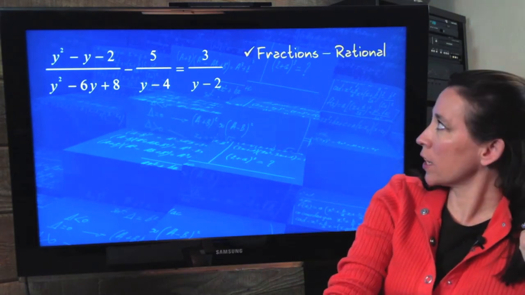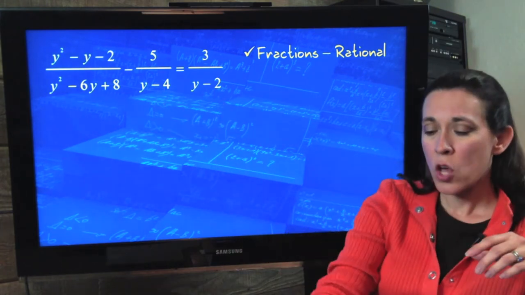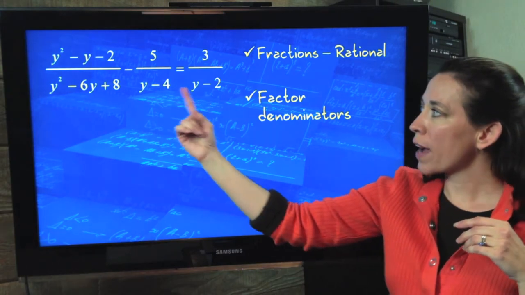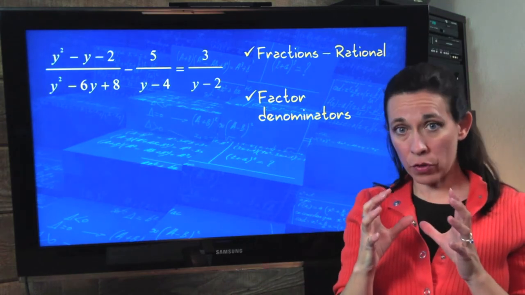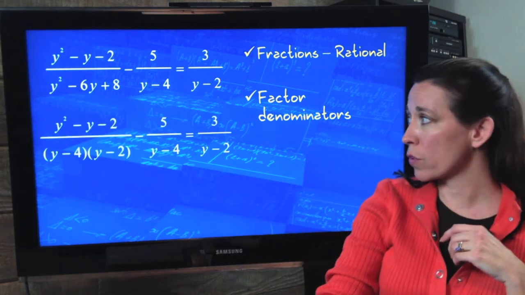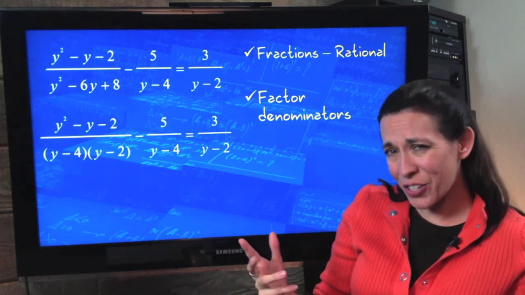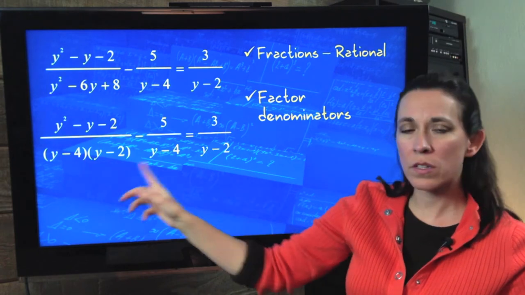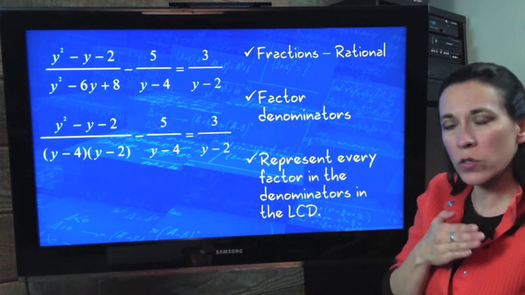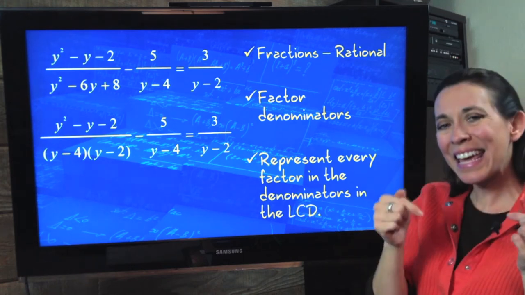This is definitely a rational equation. Why? We've got fractions, and you have some variables down here in the denominator. That's the bottom. So in order to find the LCD, we want to factor the denominators. Well, these last two fractions are already simplified. We can't factor that any further. We got the y minus 4 and the y minus 2. This trinomial here, however, can be factored further. So we have a y minus 4 and y minus 2 here. That's actually very nice because it's similar to some of the denominators that we already have. So remember, the LCD has all of those factors represented. So we are going to represent every factor in the denominator, in each denominator, in the LCD.